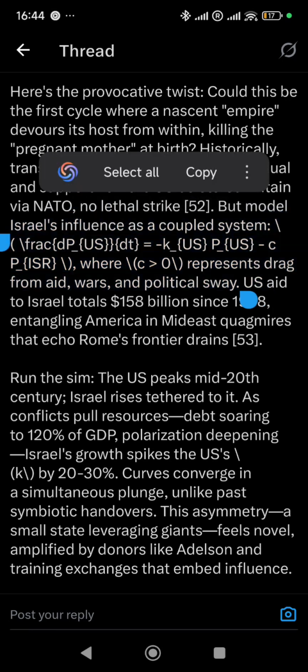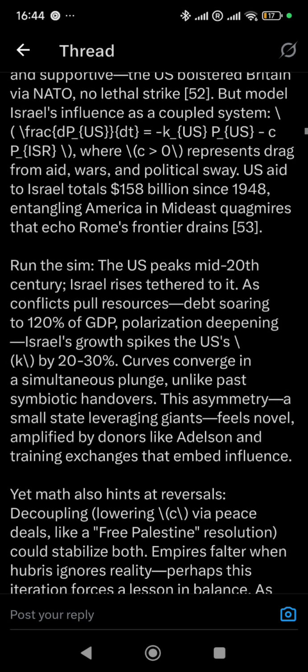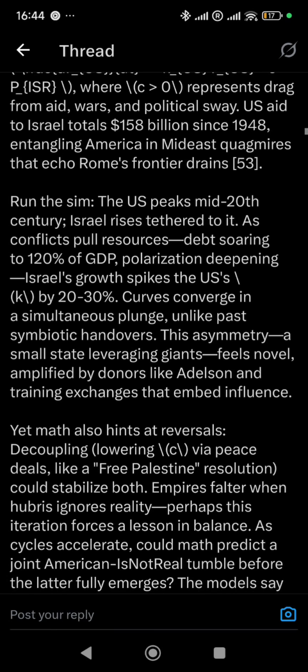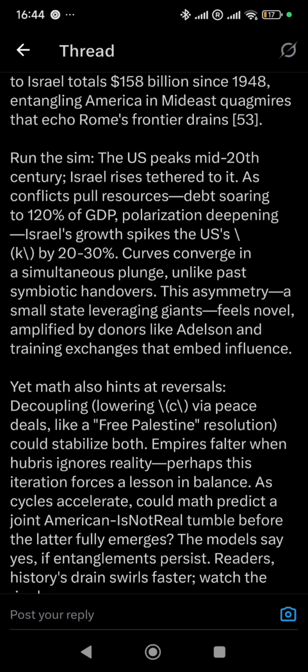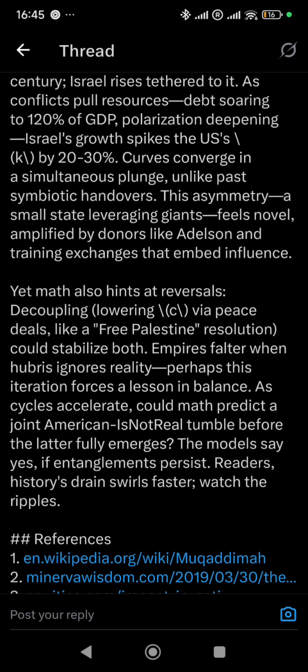the coupling term on your screen represents drag from aid, wars, and political sway. US aid to Israel totals $158 billion since 1948, entangling America in the Middle East quagmire that echoes Rome's frontier drains. Reference number 53. Run the simulation. The US peaks mid-20th century. Israel rises tethered to it as conflicts pull resources, debt soaring to 120% of GDP, polarization deepening, Israel's growth spikes the US's by 20 to 30%.